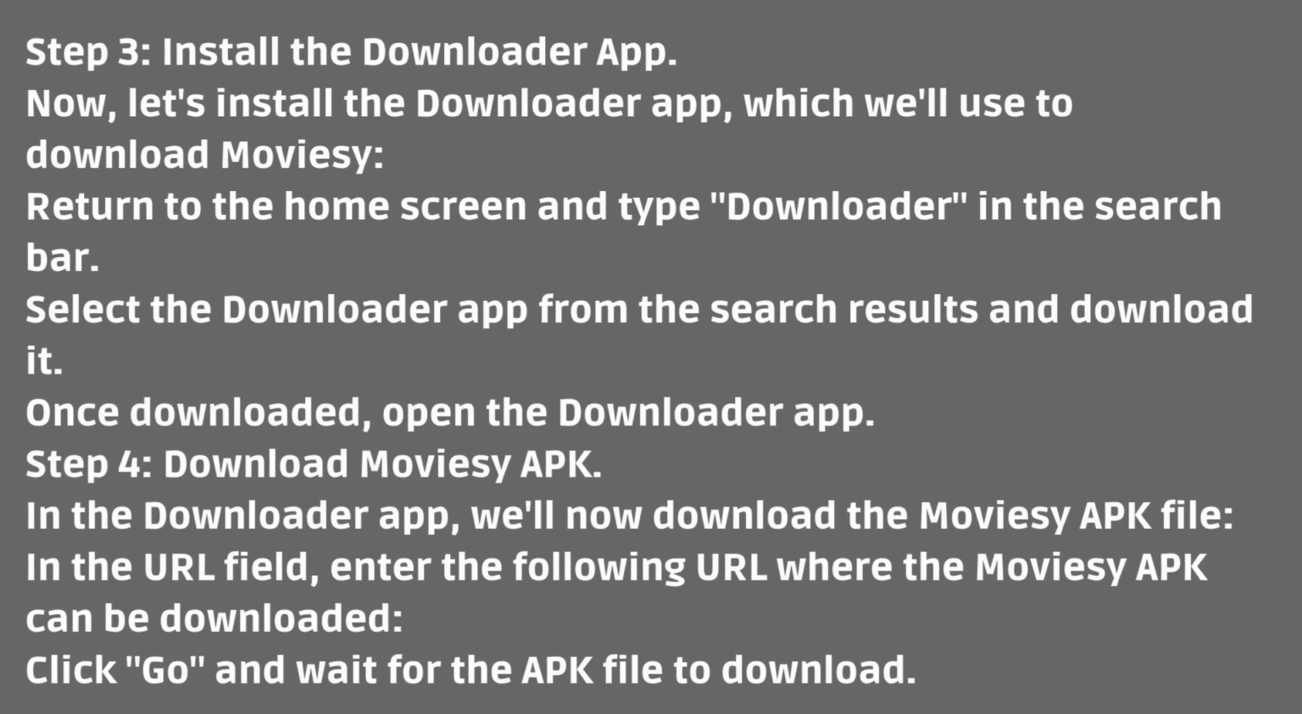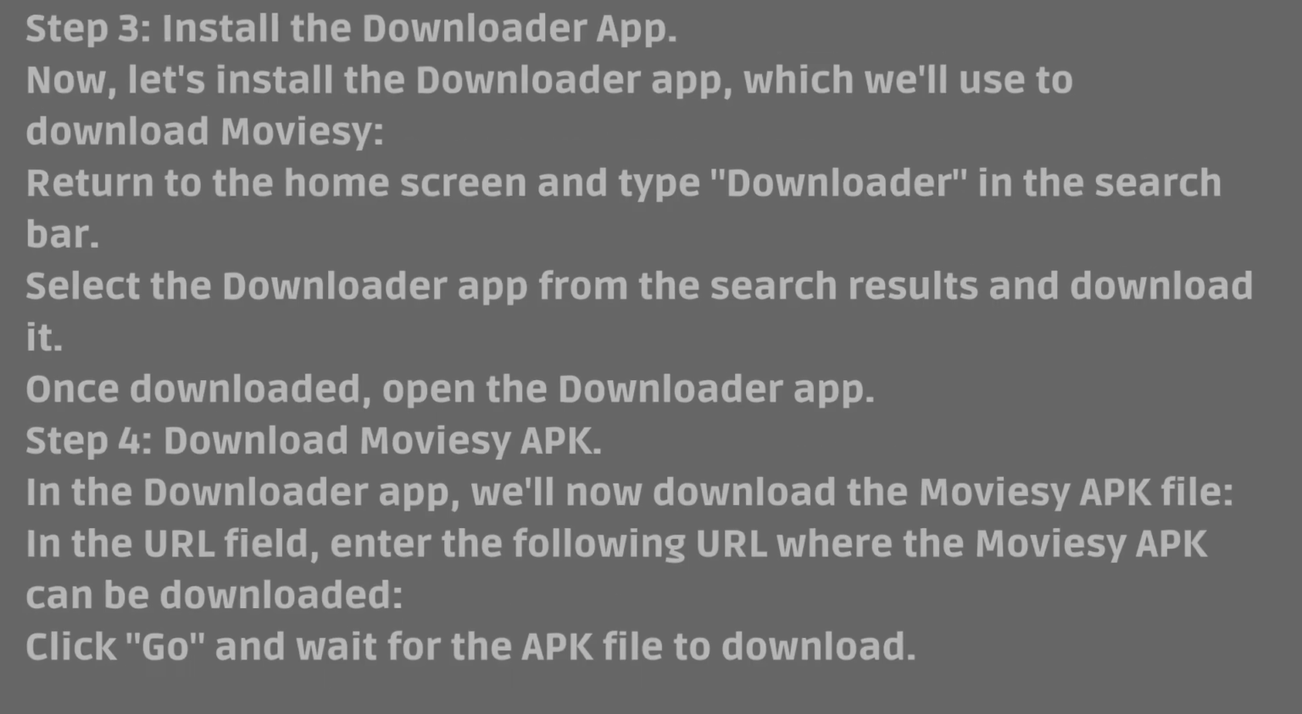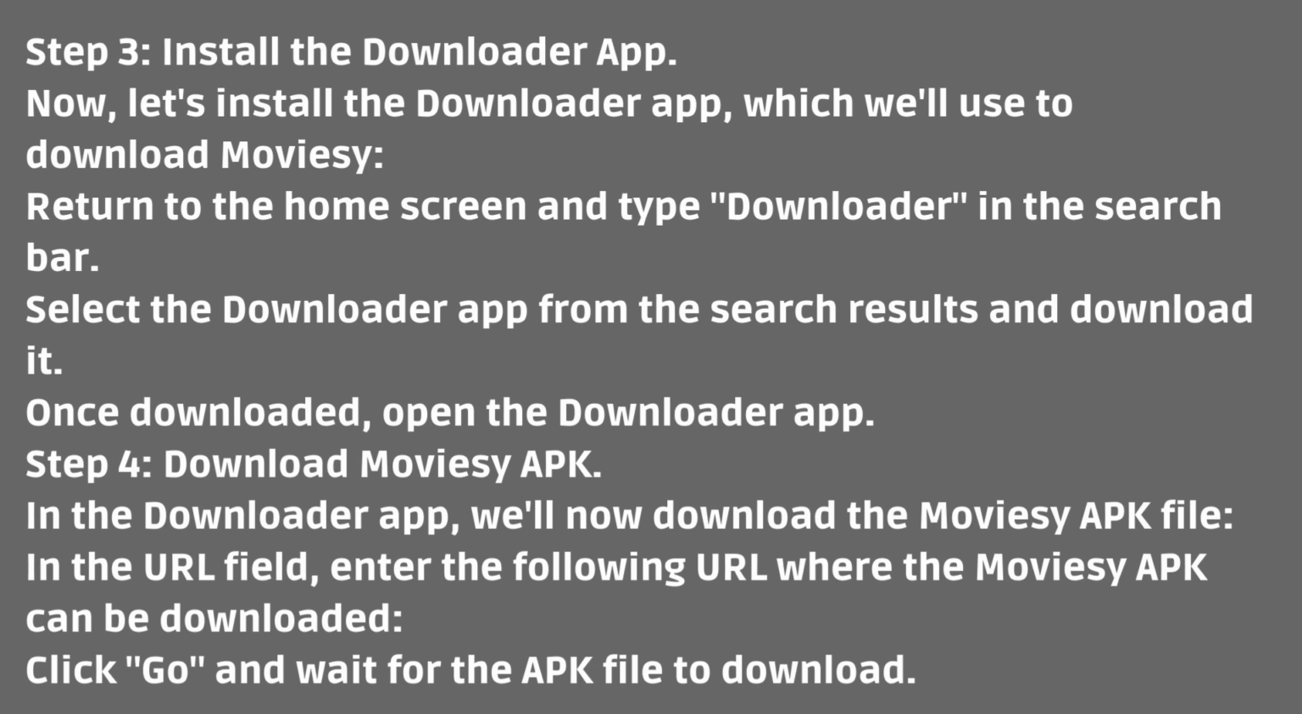Step 3. Install the downloader app. Now, let's install the downloader app, which we'll use to download Moviesy. Return to the home screen and type Downloader in the search bar. Select the downloader app from the search results and download it. Once downloaded, open the downloader app.